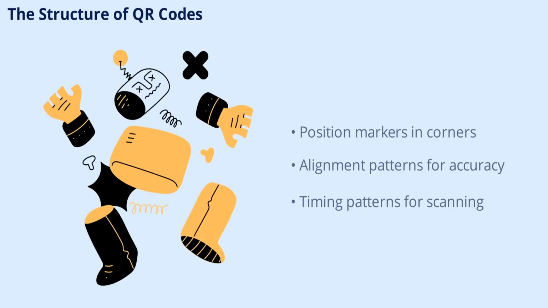Let's take a closer look at the structure of a QR code. Each code is made up of several key components: the position markers, alignment patterns, timing patterns, and the data itself. The three large squares in the corners help scanners quickly locate and orient the code. Smaller patterns throughout the grid ensure accurate reading, even if the code is slightly damaged or tilted. This clever design is what makes QR codes so reliable and easy to use.